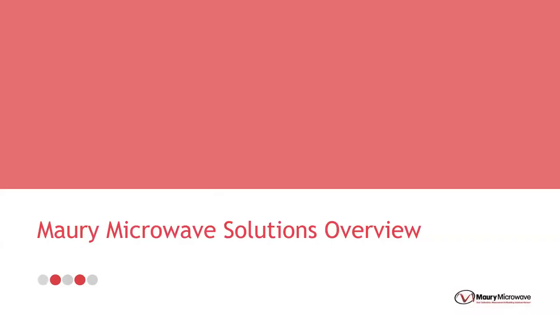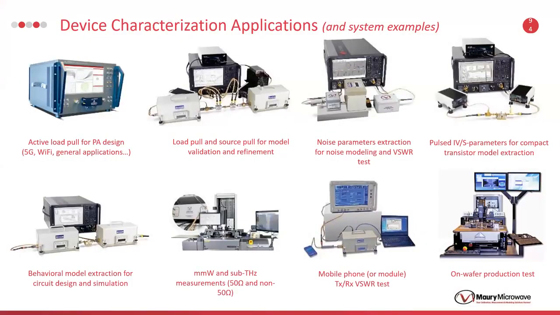All right, mandatory, I need to go through some solutions from our partner, Maury Microwave, that include some components. So the device characterization applications, like we saw before, we have active load pull for PA design for 5G, Wi-Fi, and general applications. We use the MT2000 system. The advantage of the system is that it can synthesize an impedance that is wideband. So if you have a signal with 100 megahertz bandwidth, it will synthesize an impedance over the bandwidth.